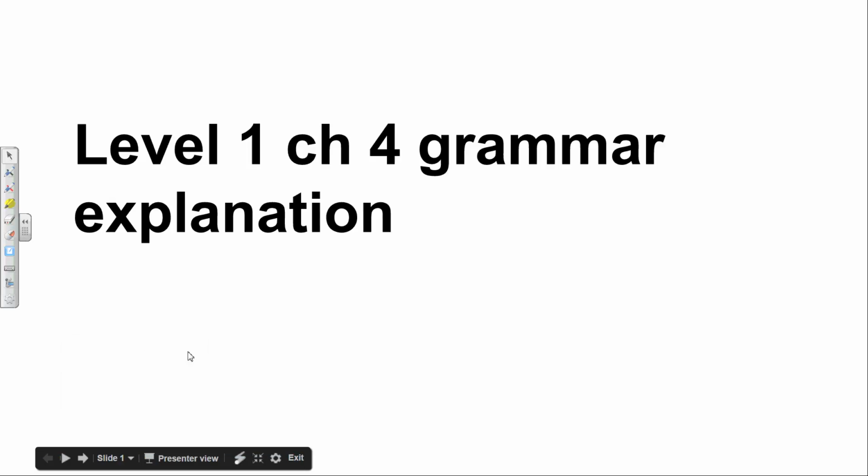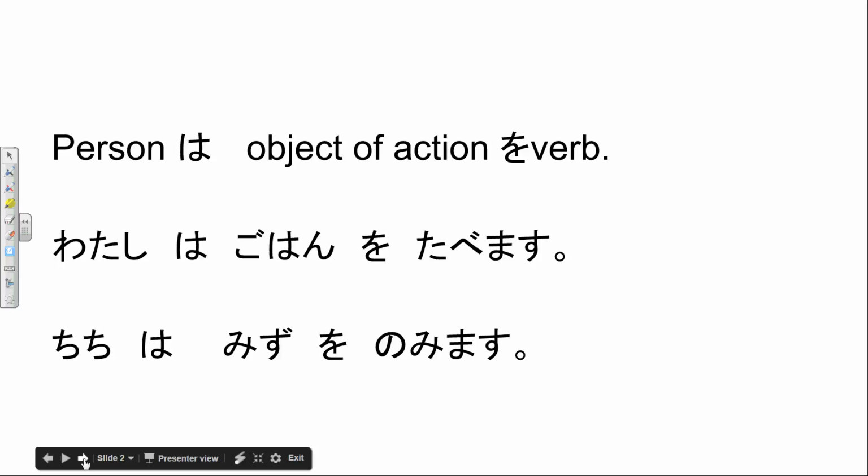This is an explanation for the chapter 4 grammar that we'll see. One of the first things we'll see is this pattern. Watashi wa gohan o tabemasu.